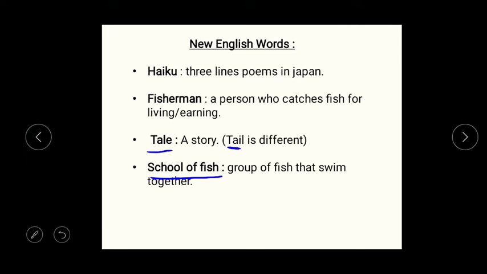School of fish. I hope you have watched the video carefully where we discussed that a school of fish is nothing but a group of fish that swim together in an ocean or in a river. Okay?